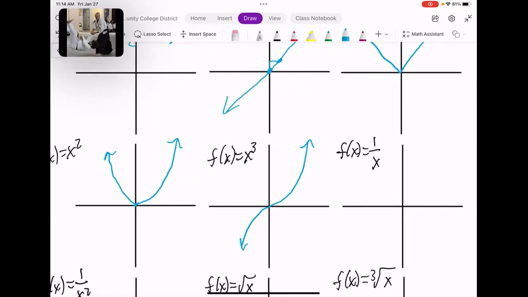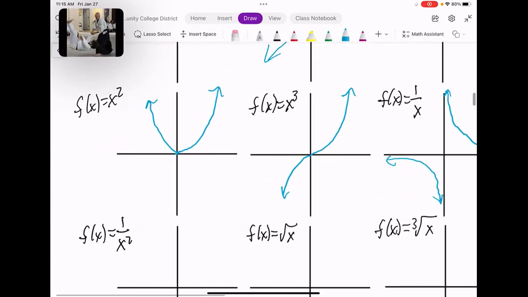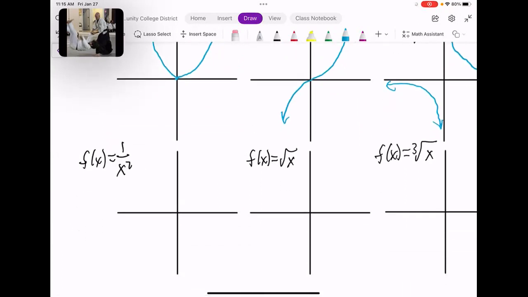1 over x has kind of a weird looking graph. It's very asymptotic. It is never going to cross the x or the y axis. And 1 over x squared looks similar to the 1 over x, except this one, the y values are always positive. And again, this will never cross the x or the y axis.